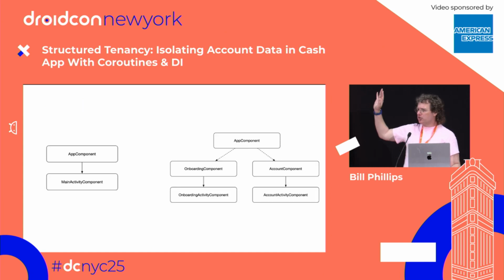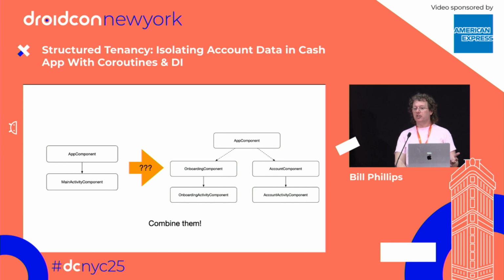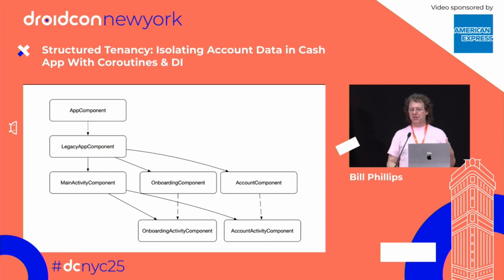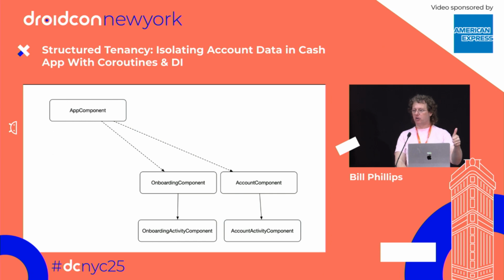Now, of course, you can't go directly from the thing on the left to the thing on the right here. You've got to migrate somehow. You can't wave a magic wand and just transfer everything over. So the only way to do it is to combine them. So we combined them into one big Dagger graph, renamed our old app component to legacy app component, and started a migration plan. Some things in that legacy app component we're going to move to our singleton, and most things we're going to move over to either the onboarding or the account component, right? And then once we burn down legacy app component and main activity component, we'd delete them, and we would be done, and we'd be in our goal state, right?